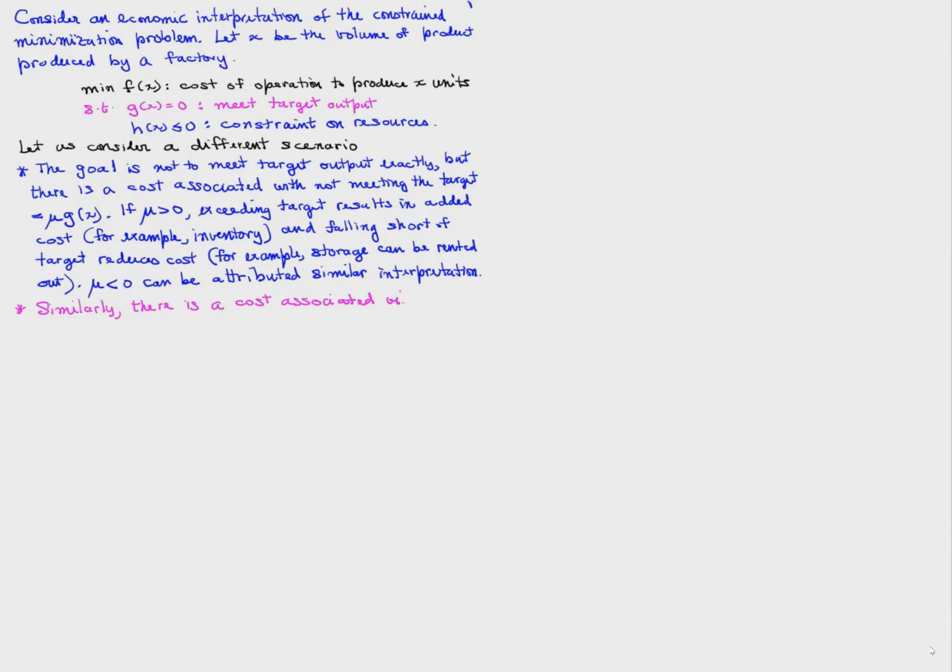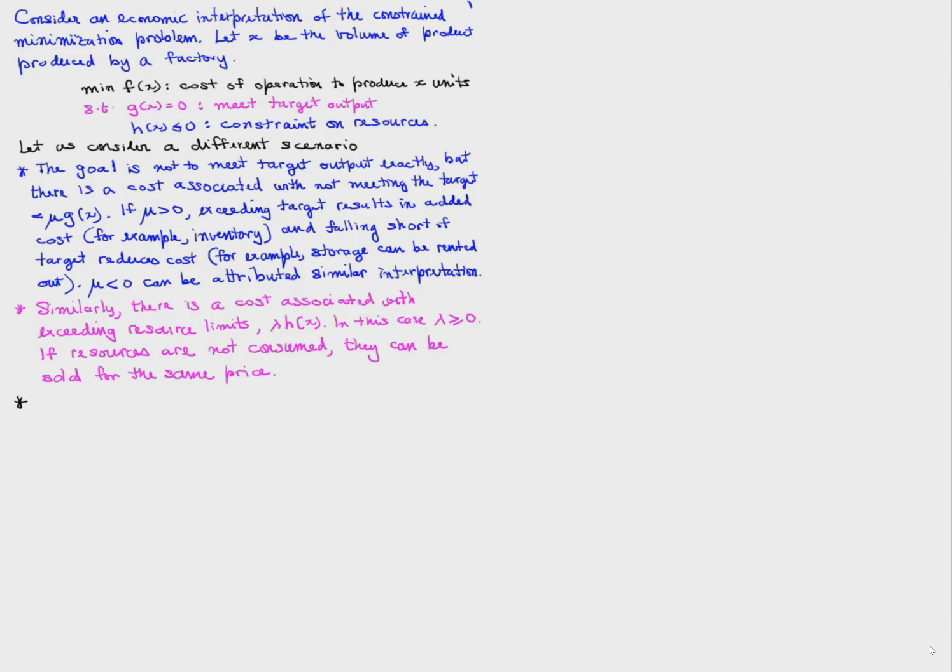Similarly, for the resource constraint, we don't have to satisfy the constraint exactly, but there is a cost associated with exceeding resource limits, which is lambda times h of x. In this case, of course, lambda has to be greater than or equal to 0. And if resources are not consumed, we assume that they can be sold for the same price, lambda times h of x.